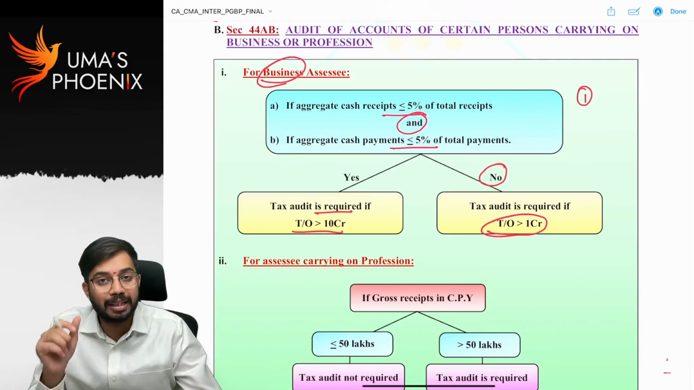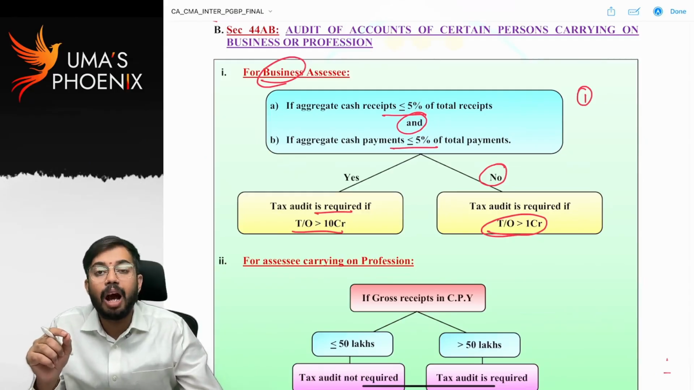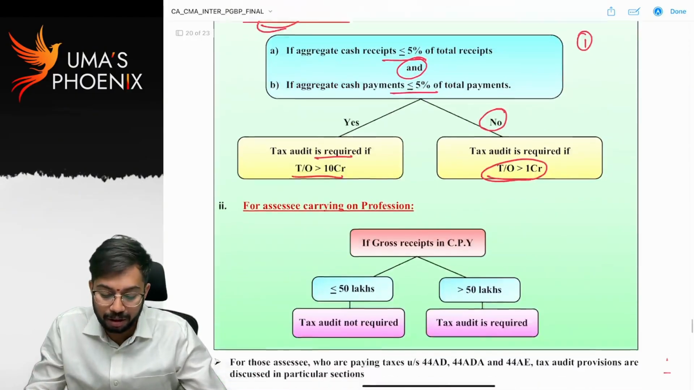However, in case of business SSCs, if their cash receipts are less than or equal to 95% of total receipts, and if their cash payments are less than or equal to 95% of total payments, then up to 10 crore rupees they are not required to get their books of accounts audited. Only if their turnover is more than 10 crore rupees, then only books of accounts are required to be audited.